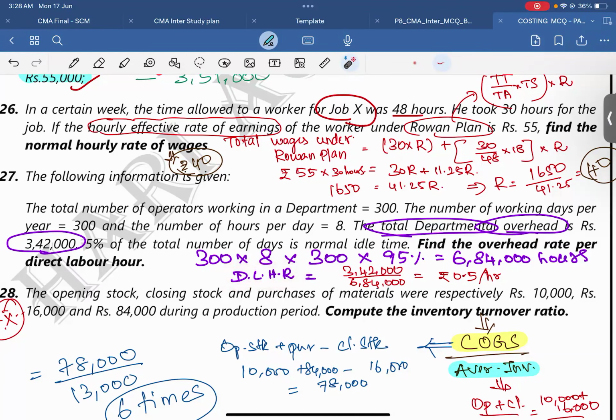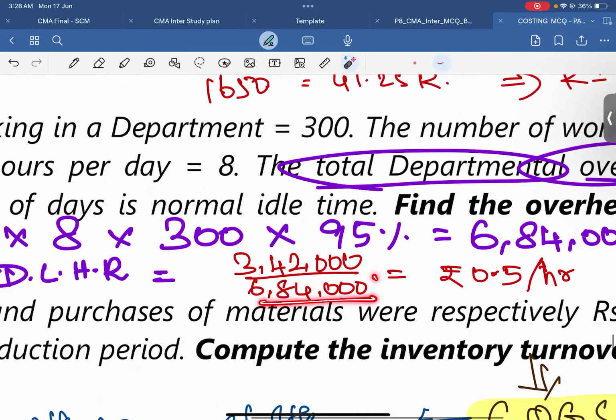What is DLHR? Direct labor hour. The overall rate for direct labor hour. On that, 3,42,000 is the amount they have given, divided by the number of hours. If you divide, you will get 0.5 per hour.